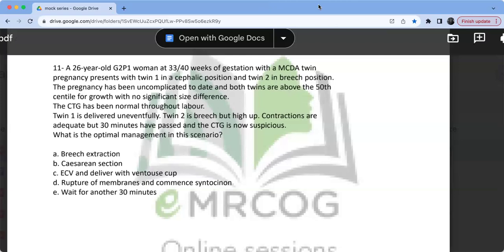Question 11. We have a 26-year-old gravida 2 para 1 at 33 weeks of gestation with monochorionic diamniotic twin, presenting with twin 1 in cephalic position, twin 2 in breech position. The pregnancy has been uncomplicated to date and both twins are above the 50th centile for growth with no significant size difference. CTG has been normal throughout labor. Twin 1 is delivered uneventfully and twin 2 is breech but high up. Contractions are adequate, but 30 minutes have passed and CTG is now suspicious. What is the optimal management in this scenario?